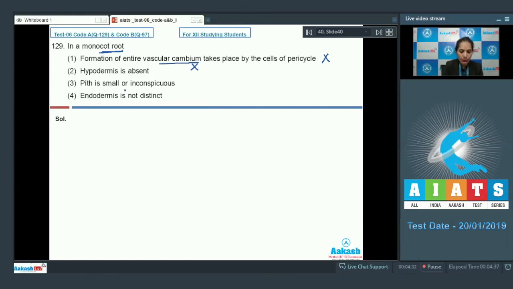Third, pith is small or inconspicuous. This option is also ruled out. Why? Because in monocot root, the pith is large. It is very distinct. It is very clear and conspicuous. Fourth, endodermis is not distinct. In case of monocot root, endodermis is distinct. So this option is also ruled out. Second, hypodermis is absent. Yes, in all roots, including dicot roots, hypodermis is absent. So the correct option for the given question is option number 2. Let's move on to the next question.